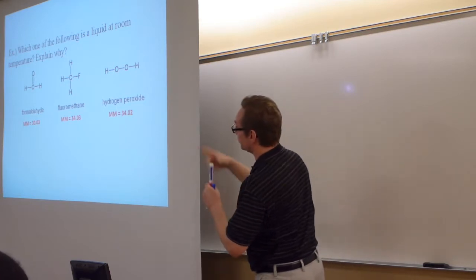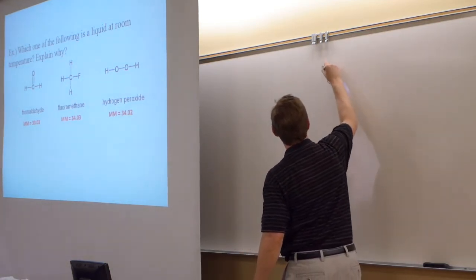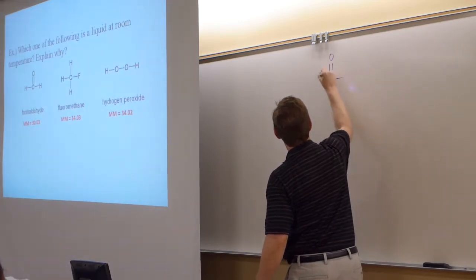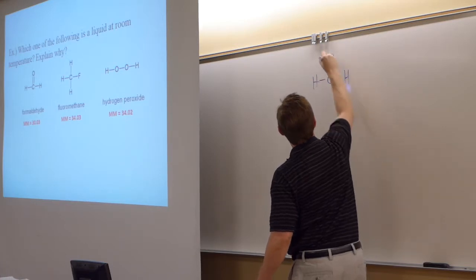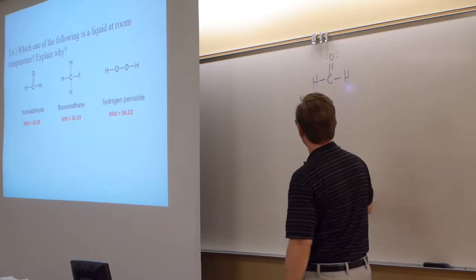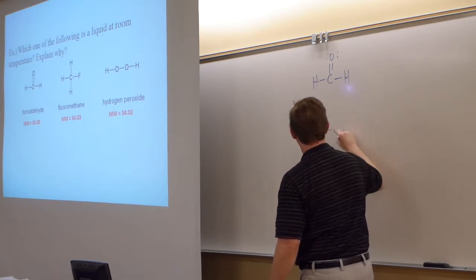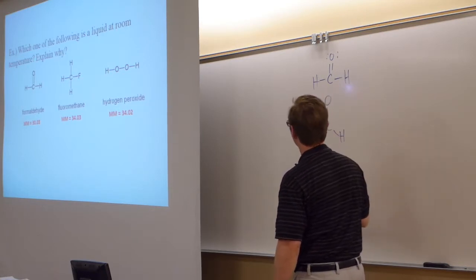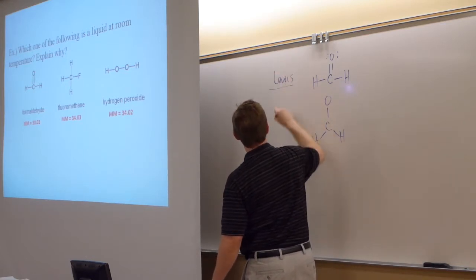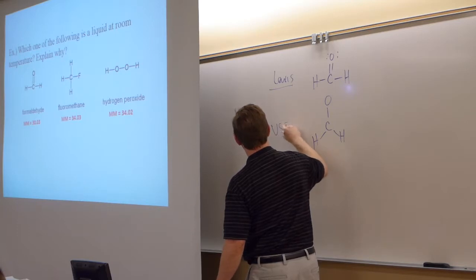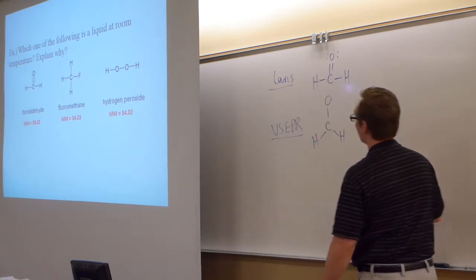So what's the Lewis structure for formaldehyde? So here's the Lewis structure. That's the Lewis structure. The VSEPR sketch, though, is going to be that, right? So you got Lewis, VSEPR, right, and then you have the other one.